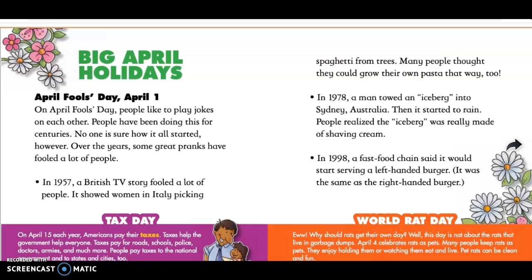World Rat Day. Ew! Why should rats get their own day? Well, this day is not about the rats that live in garbage dumps. April 4th celebrates rats as pets. Many people keep rats as pets. They enjoy holding them or watching them eat and live. Pet rats can be clean and fun.